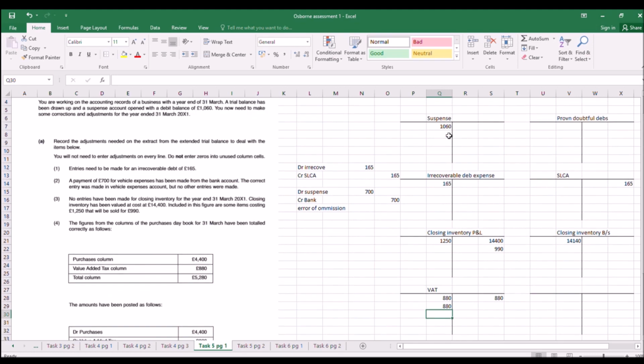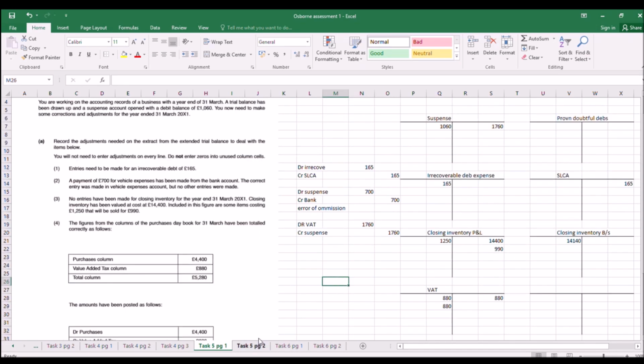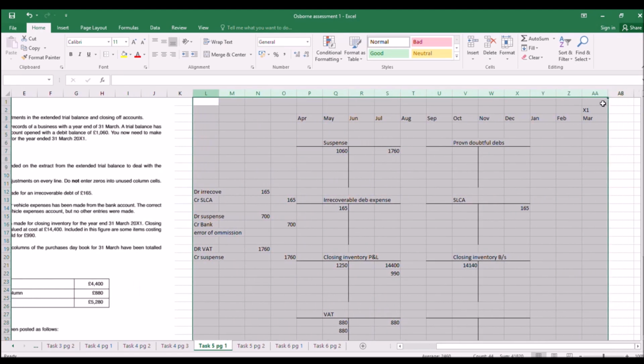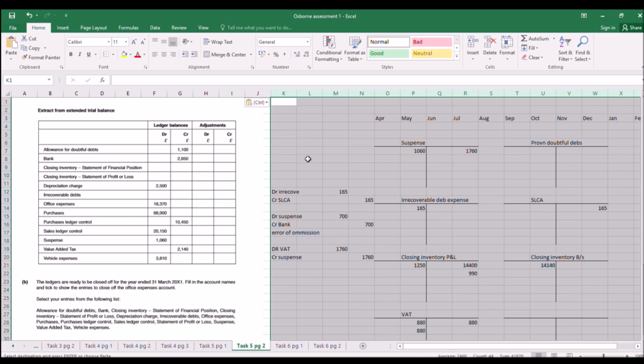So we're going to go credit our suspense account, these two here. So credit suspense 1760, and we are debiting VAT 1760. Okay, that's what we've got so far. Let's take this over to the next page. Extract from the trial balance.